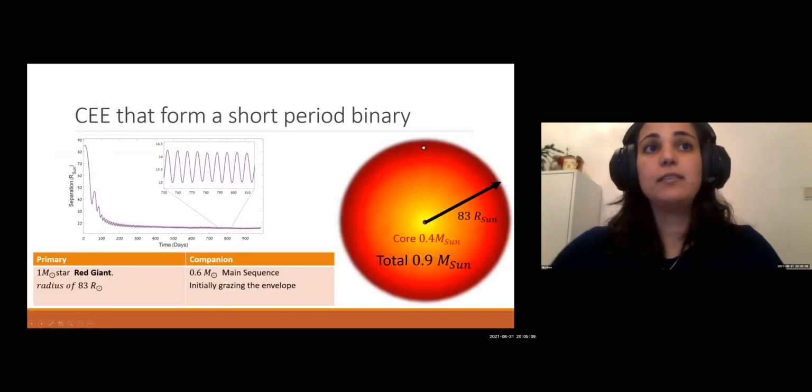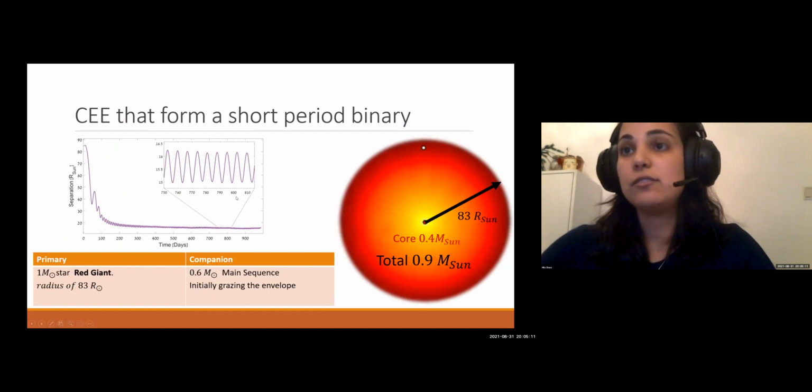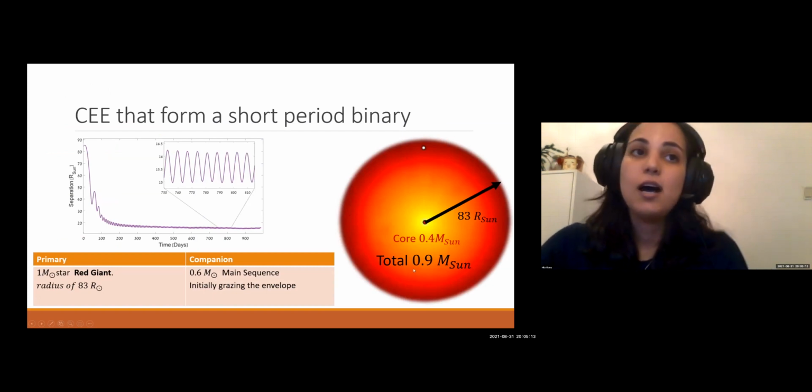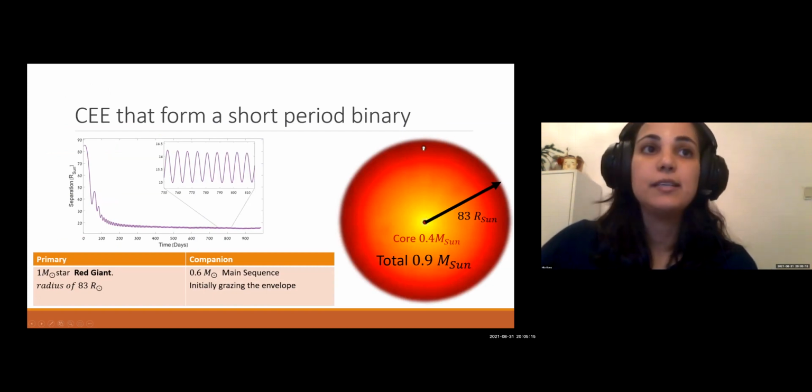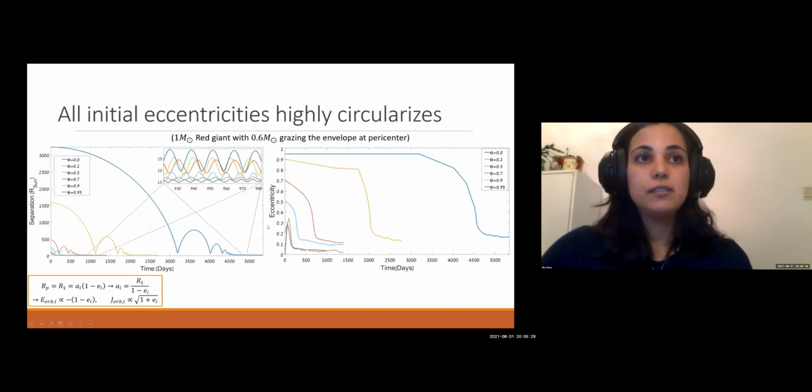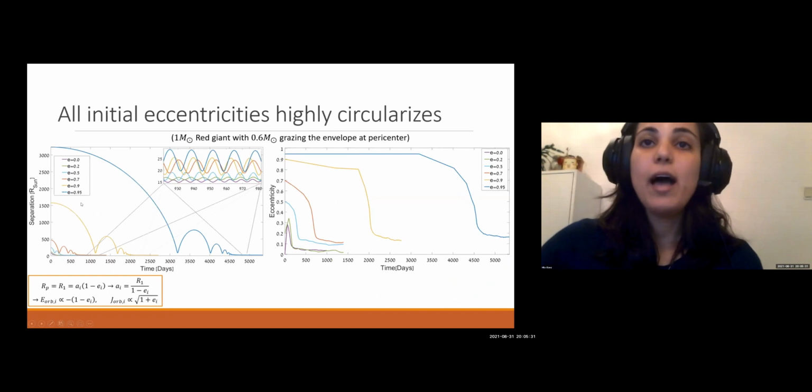So we began by simulating a different configuration of this known system of one solar mass red giant with 0.6 solar mass companion, with 0 eccentricity, which ends with a short period binary with some eccentricity at the end, as can be seen here. And we simulated it with 6 different initial eccentricities, all with the same initial pericenter, just on the envelope's edge, but different apocenters due to the different eccentricity.